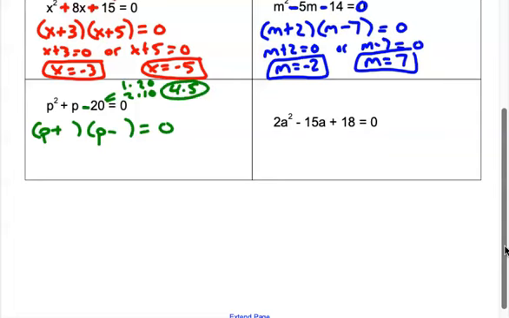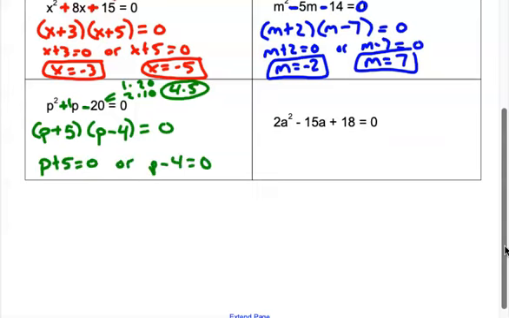4 times 5 are the ones that I want because they're 1 apart, and I want a positive 1p to be my middle term. Since this middle number is positive, I want the bigger number to be by the plus, the smaller number to be by the minus. Okay? So either p plus 5 equals 0 or p minus 4 equals 0.